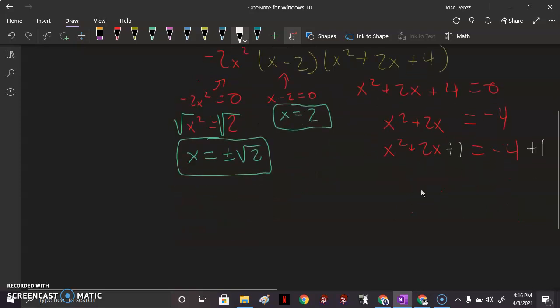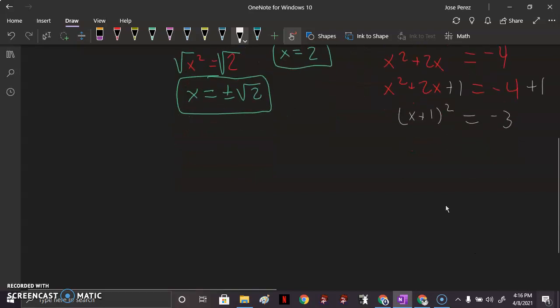So what we're left with is x squared plus 2x plus 1. And what can we do with this one? Well, if we factor this one out, we're left with x plus 1 squared is equal to negative 4 plus 1, which is negative 3. And what can we do after this? As you can see, we have a square and a negative 3. What do we have to do? We have to square root both sides to get rid of the squared. So what we're left with is x plus 1 is equal to the square root of negative 3.